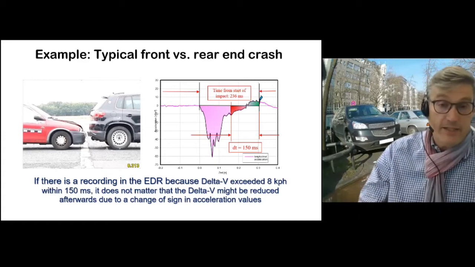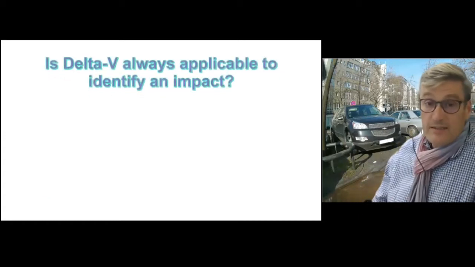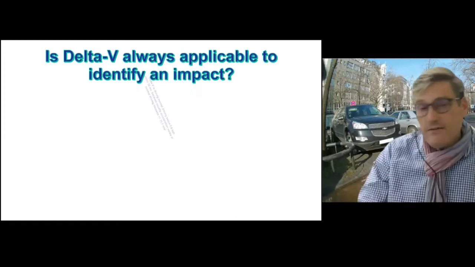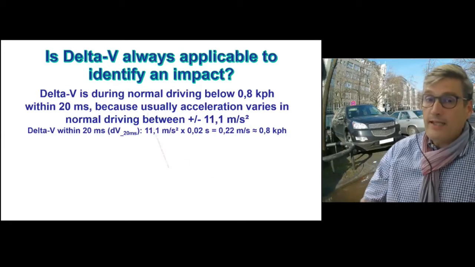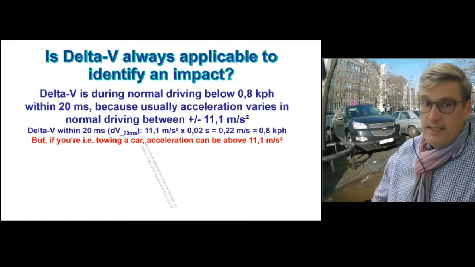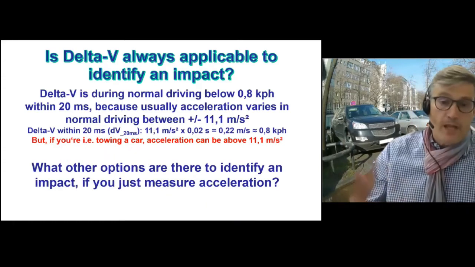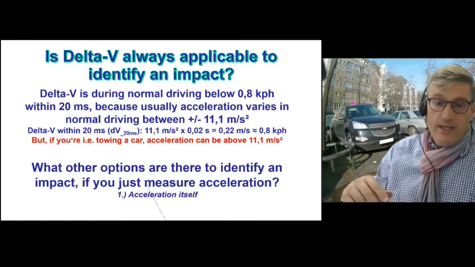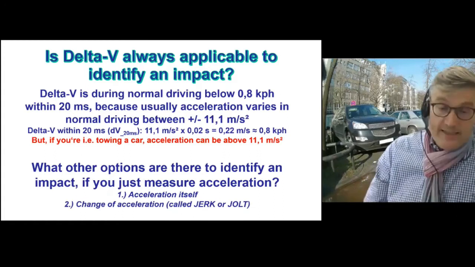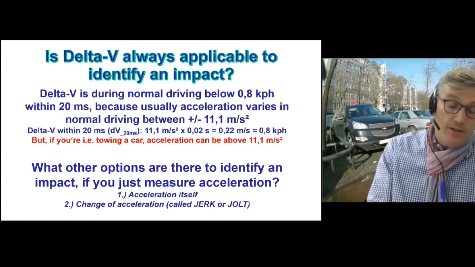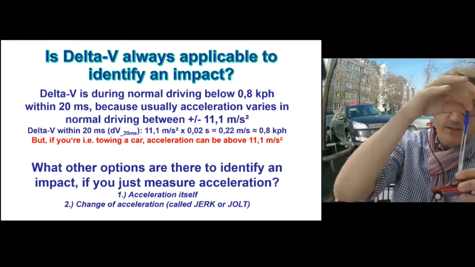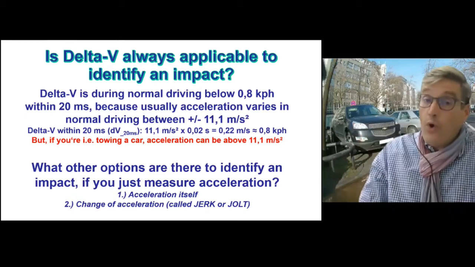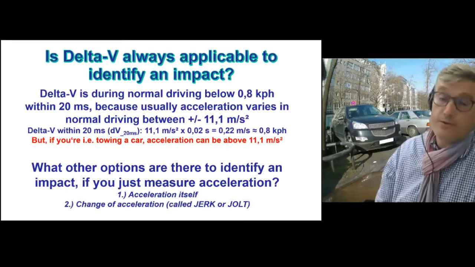Okay, next slide, please. So is delta V, so the speed change, really always applicable to identify an impact? Because what other options are there? And much better is actually to measure not the calculated change, but the actual sensor, so the acceleration itself or the change of the sensor. I'll show you, next slide, please.